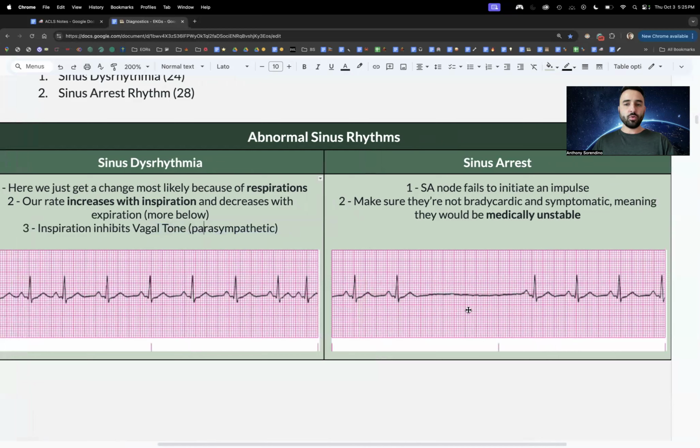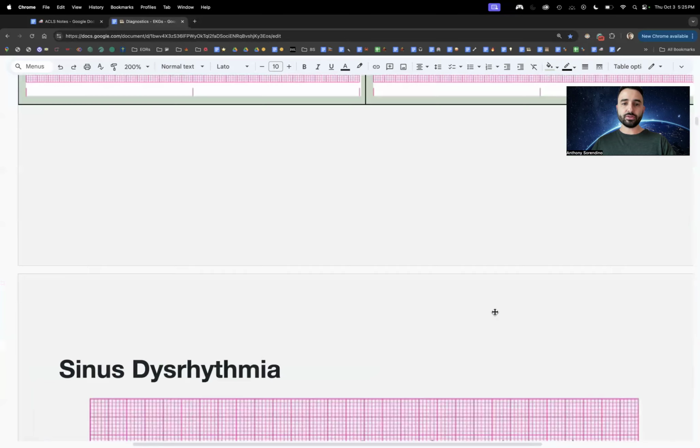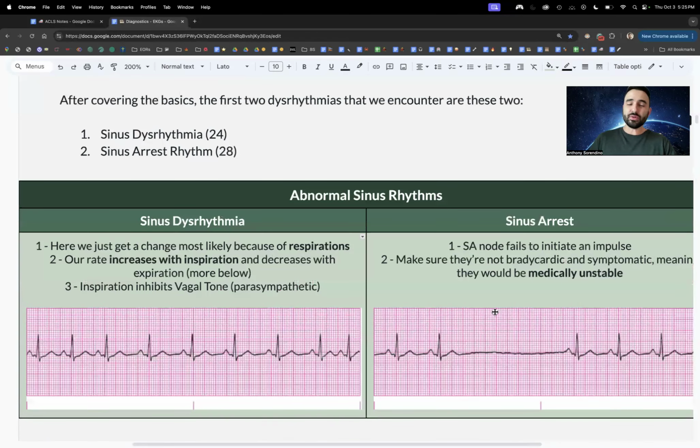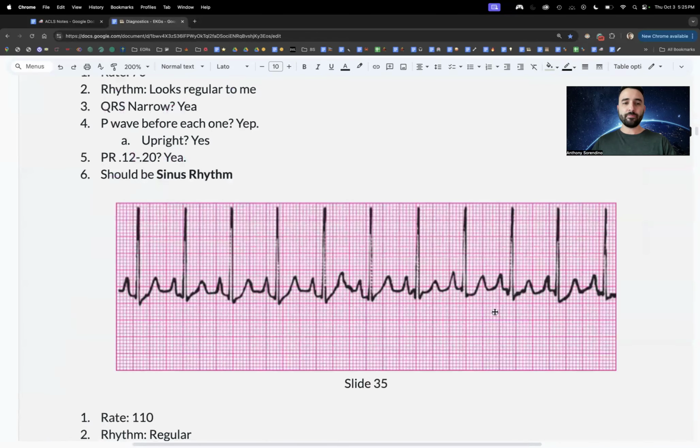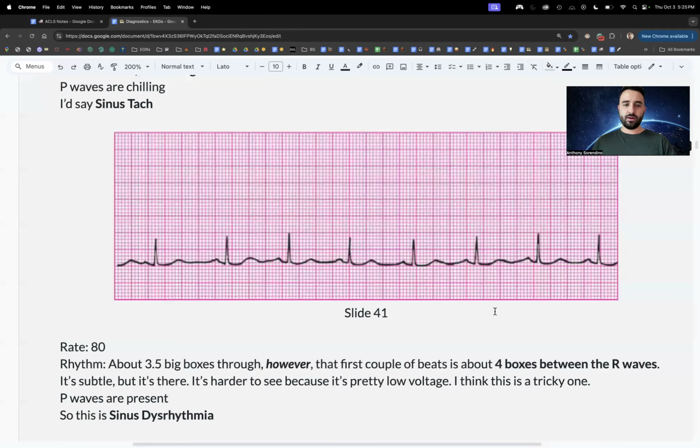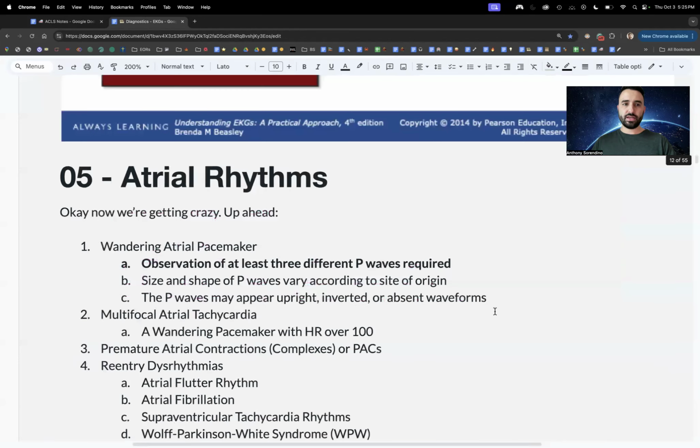Sinus arrest is just, for whatever reason, you don't have a heartbeat for a few seconds. So you want to make sure this isn't a heart block or something. So look at your PR intervals and your P waves and everything. So those are just like, hey, these are sinus rhythms, but something kind of weird's going on. All right, moving on to what's next, atrial.